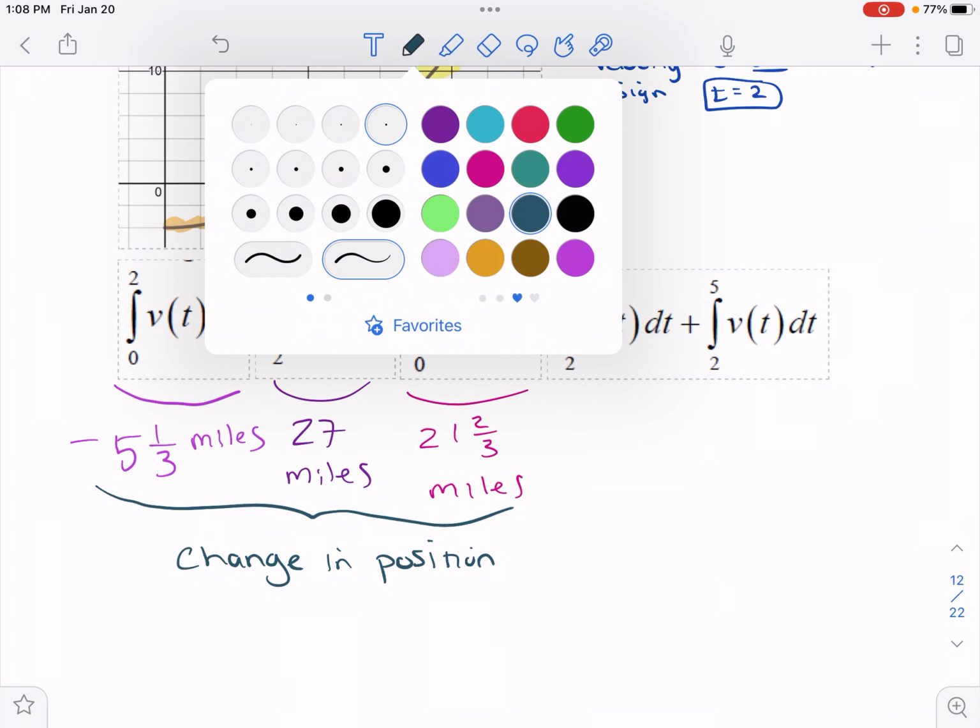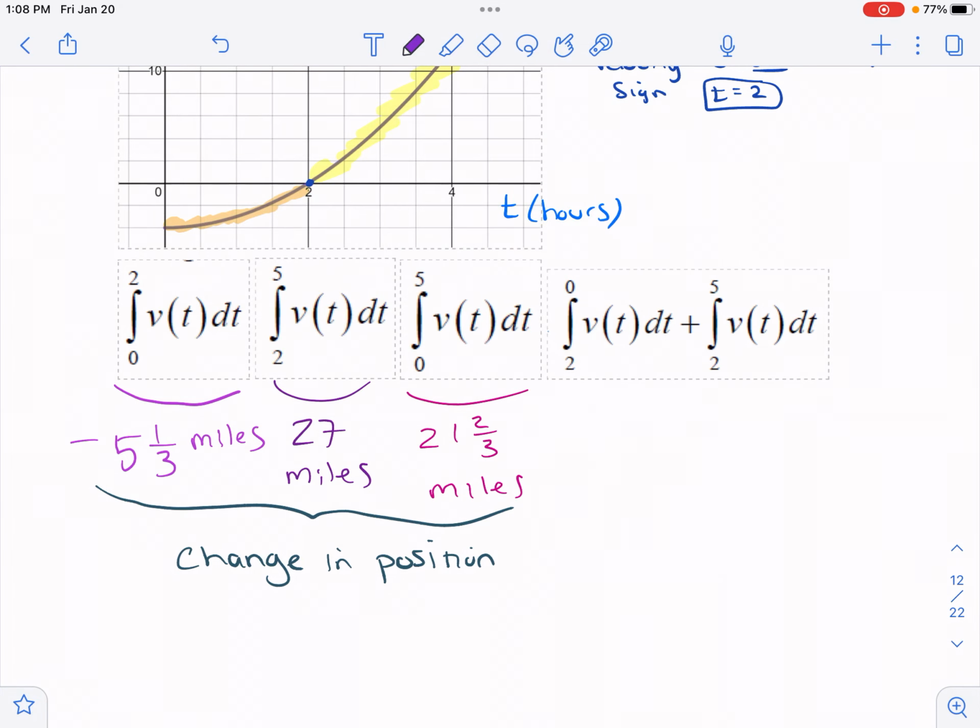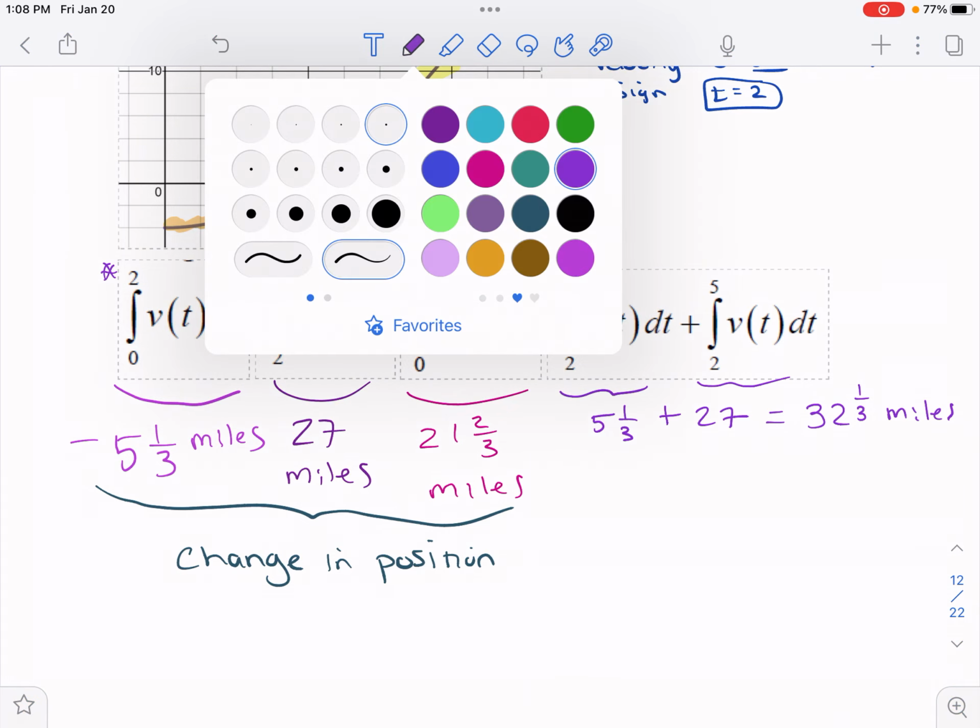So we'll be clever about this next expression. This integral is from 2 to 0. Notice by properties of integrals, that's just going to be the opposite of what we got over here. So I'm just going to say this evaluates to 5 1/3. Okay, just switching the limits of integration. And then the integral from 2 to 5, I think we already have, which is 27. So if you add those up, you get 32 1/3 miles. Now that is your total distance traveled.